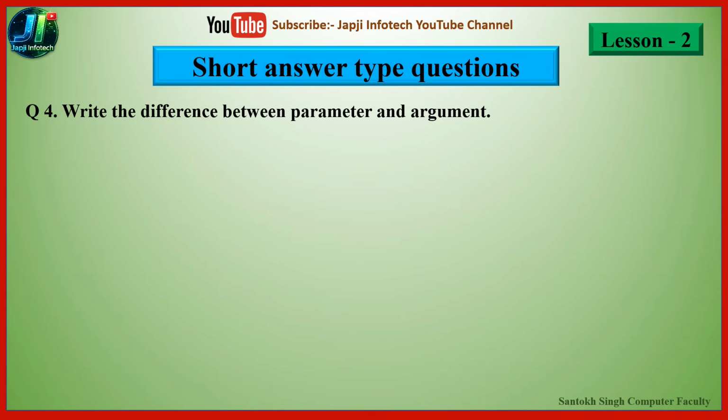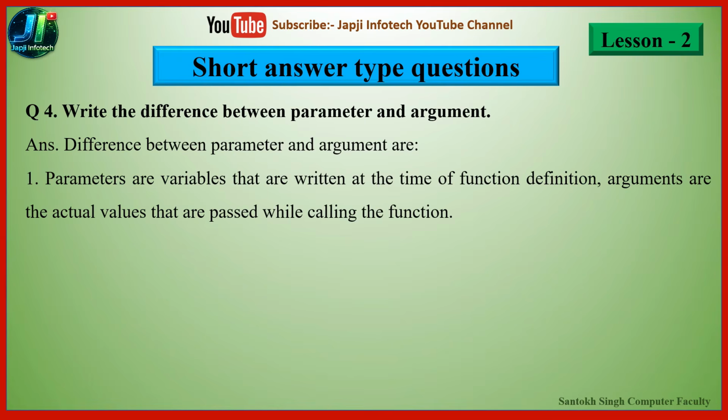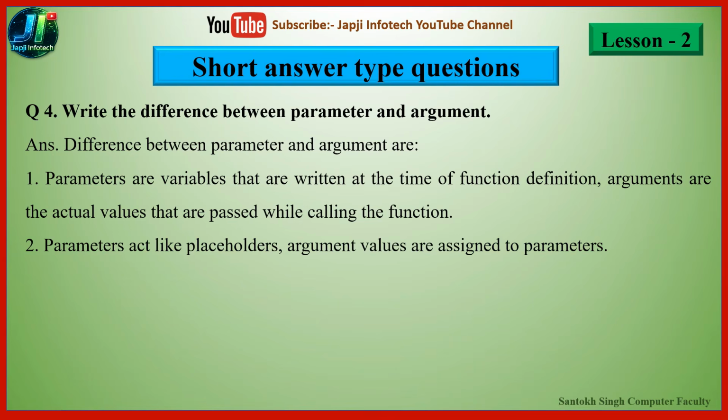The fourth question is write the difference between parameter and arguments, and the answer is, the first one is parameters are variables that are written at the time of function definition, whereas arguments are the actual values that are passed while calling the function. And second one is parameters act like placeholders, whereas argument values are assigned to parameters.